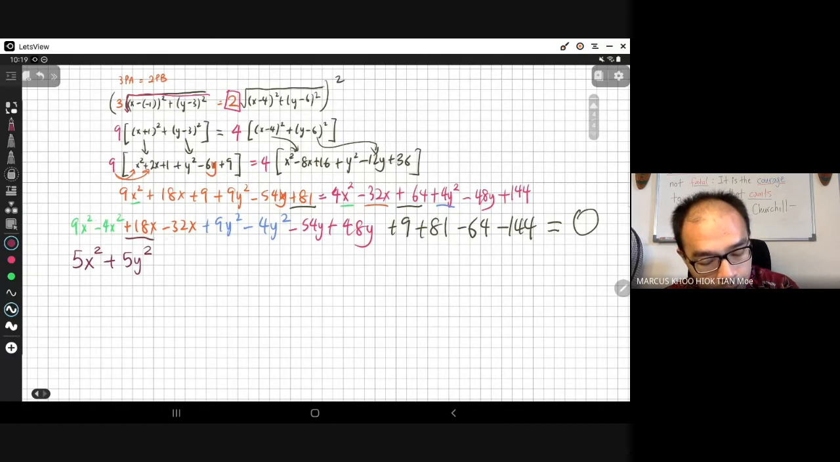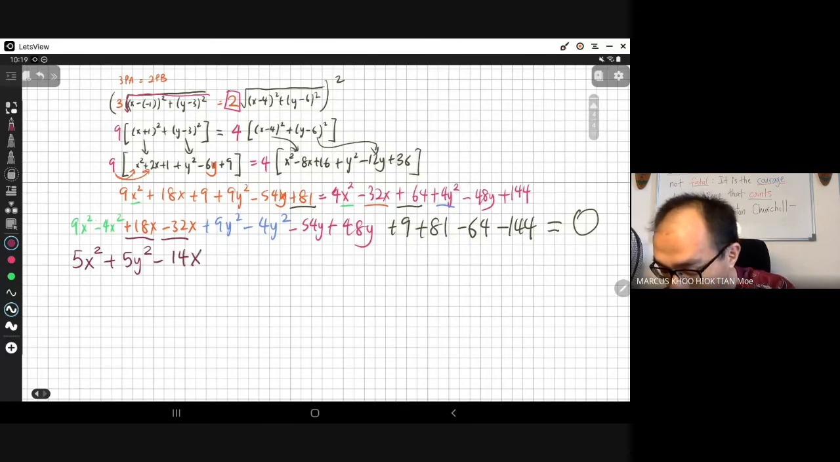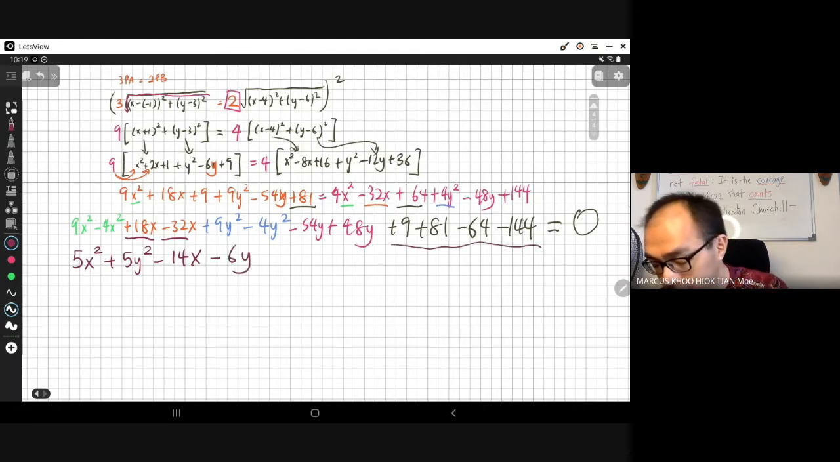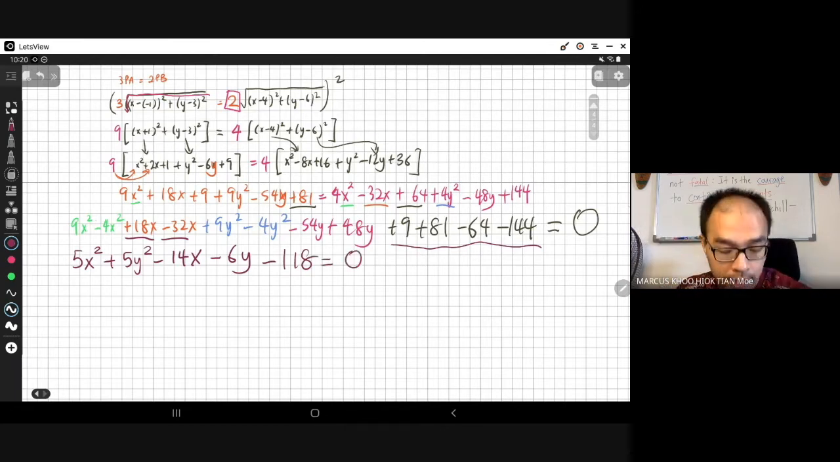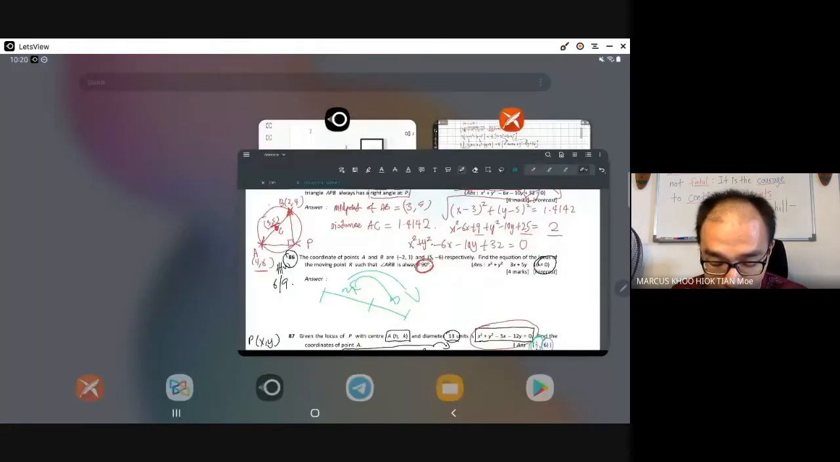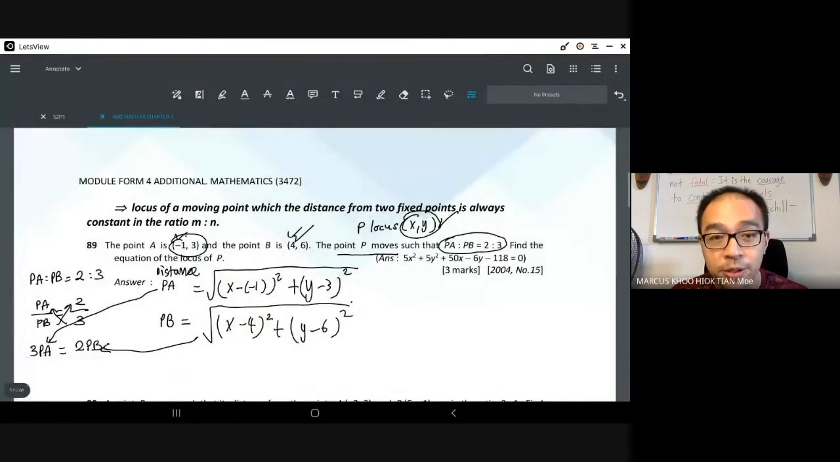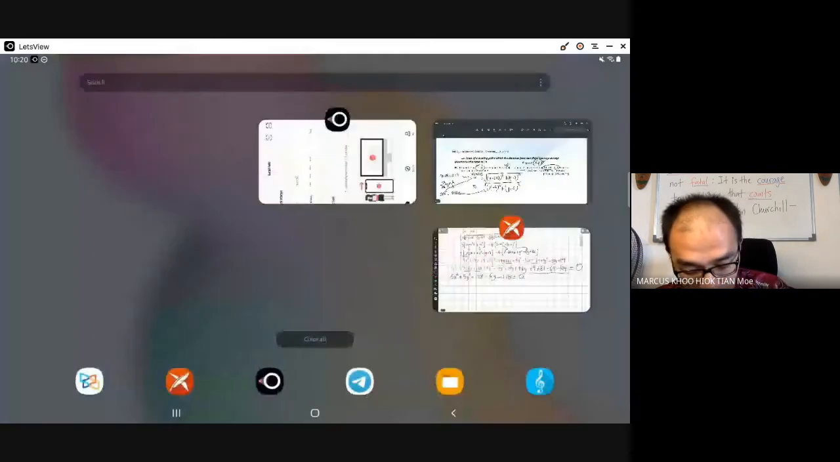Plus 18 minus 32 minus 14x. Okay, minus 54 plus 48 minus 6y, and then finally this whole last thing: 9 plus 81 minus 64 minus 144. You will get minus 118 equals to 0. I think that's the answer though. Is that the answer? Plus 50x minus 6y minus 118.